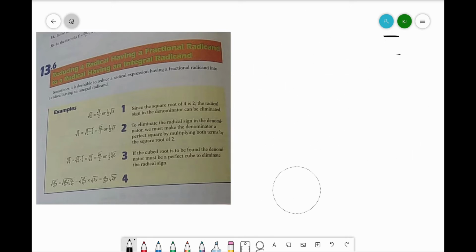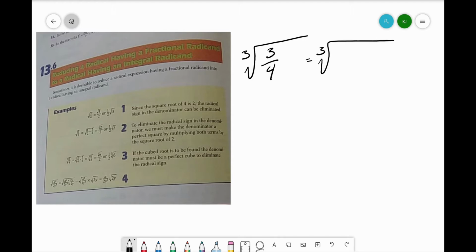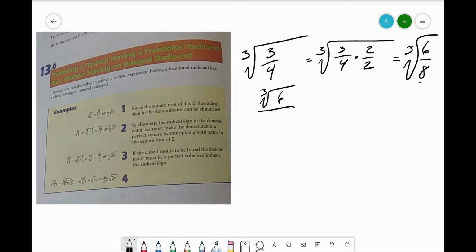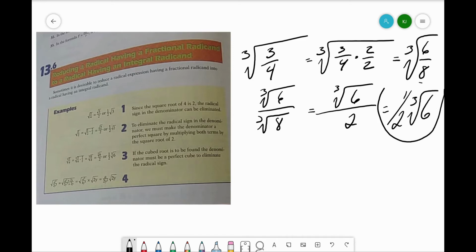But what if we had a cubed root? So if we had the cubed root of 3 over 4, well, again, we want to make sure that one of them can be cubed. So if we multiply the whole thing by 2 over 2, that would give us the cubed root of 6 over 8. And 8 can be cubed. So therefore, if we have the cubed root of 6 over the cubed root of 8, it would turn into the cubed root of 6 over 2, or again, 1/2 times the cubed root of 6.